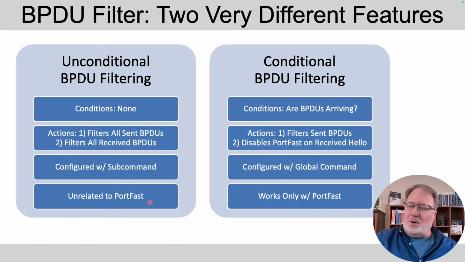But conditional works only with PortFast, configured via a global command. And notice it says conditional. What are the conditions? Well, it watches to see if any BPDUs are arriving on this port. Now remember, PortFast, which it's working with here, is for a port on which the switch does not expect to be receiving any BPDUs. So BPDU filtering is watching out to see if that's true or not. And if it's receiving any of those unexpected BPDUs, it'll take an action. So we'll spend the next few minutes talking about that.